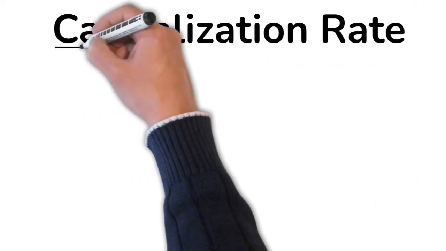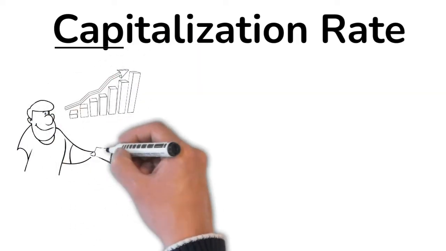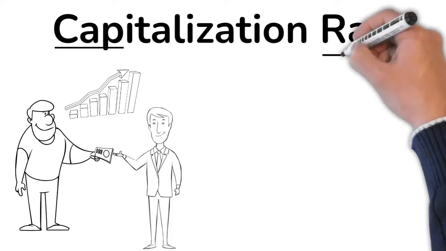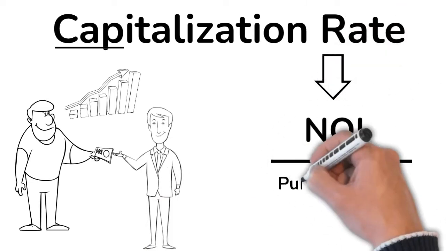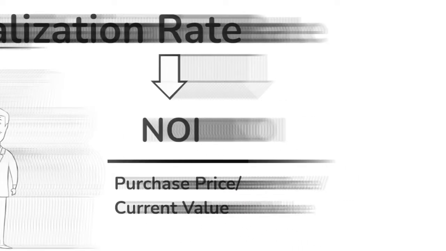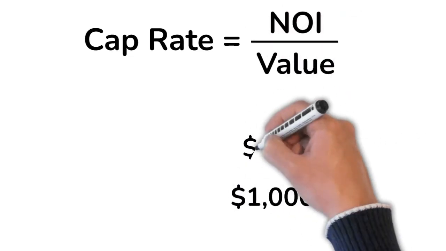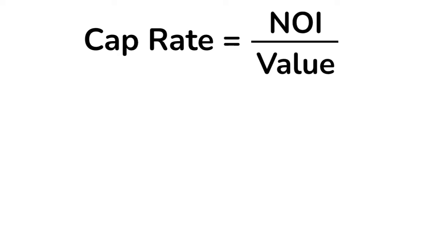Okay, I guess we better define cap rate while we are at it. The cap rate, or capitalization rate, is the rate of return you would expect to achieve if you bought the property cash with no debt. The cap rate is calculated by dividing the NOI by the purchase price or current market value of the property. So if we bought a property for $1 million cash and our NOI for the year was $100,000, the cap rate would be 10%.